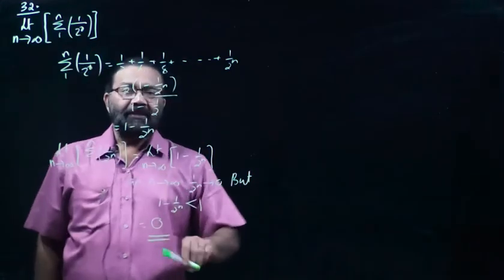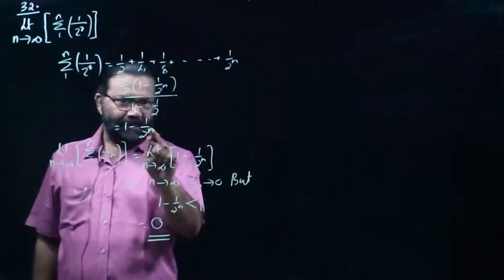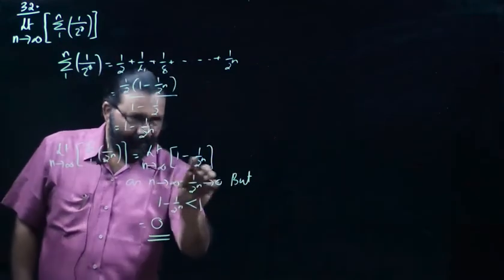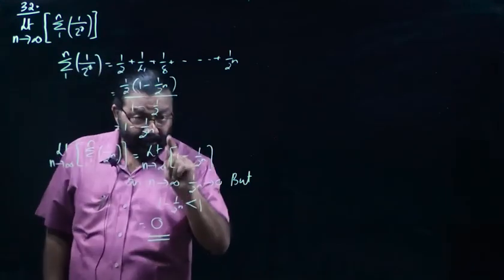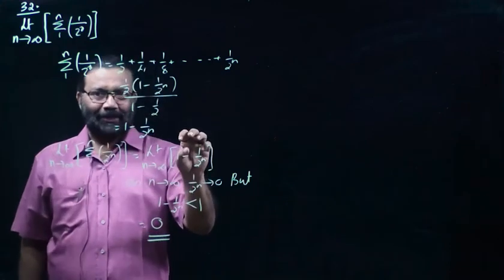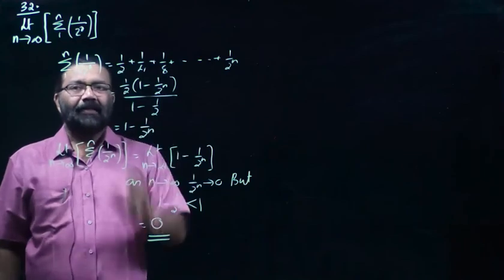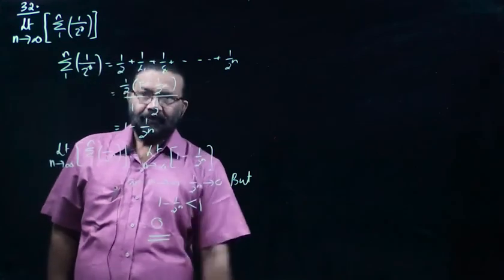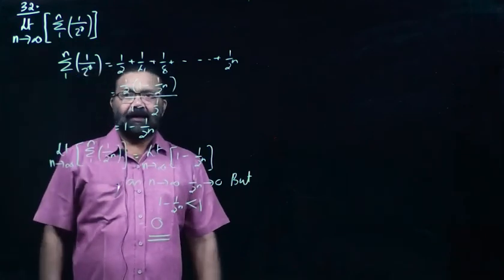So the limit of the function becomes 0. So this is the main step: 1 minus 1 by 2 raised to n is slightly less than 1, so that integer value becomes 0. So just go through the steps, understand it, then we'll come back with the next problem.